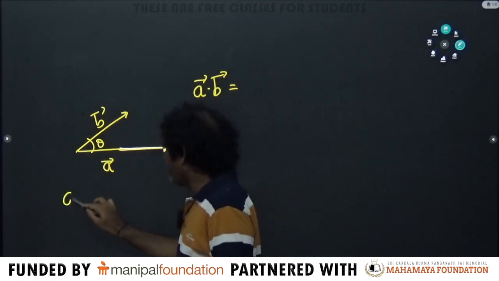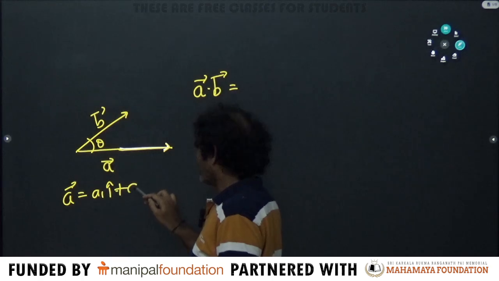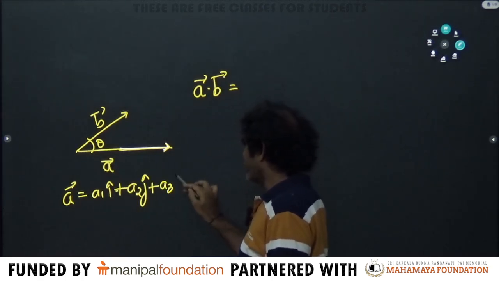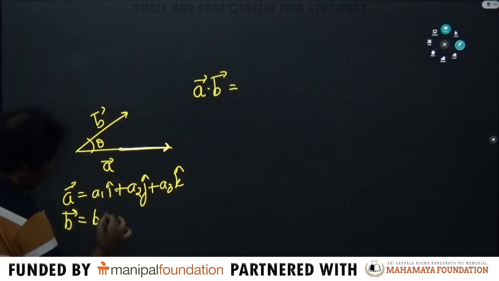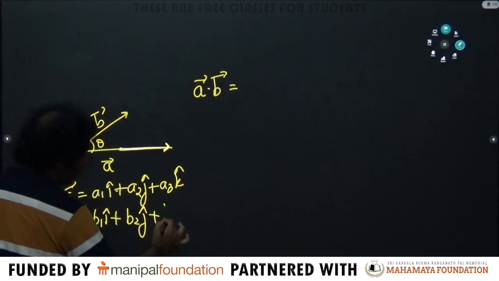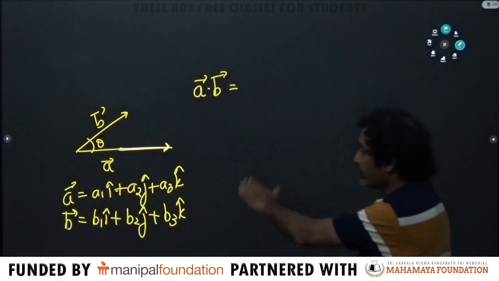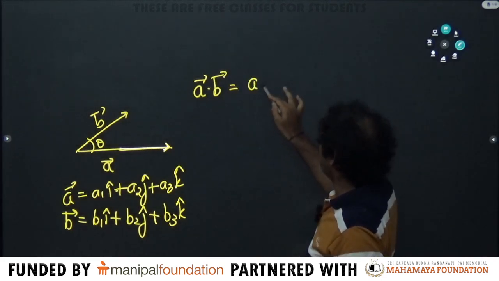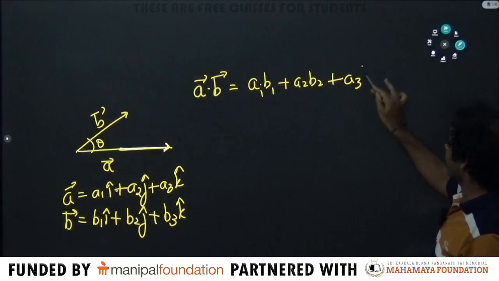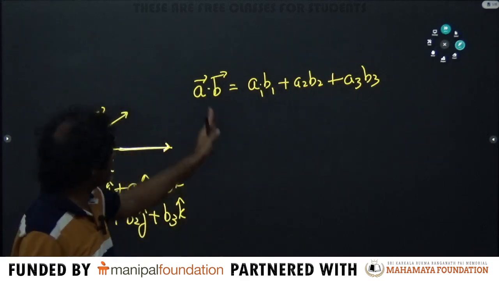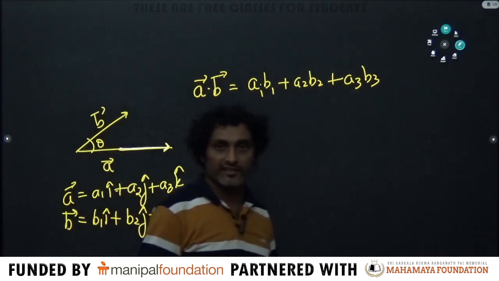Suppose you are given a vector like this: a1 i cap plus a2 j cap plus a3 k cap, and the b vector is b1 i cap plus b2 j cap plus b3 k cap. Is that okay? If I give you a dot b, directly do a1 b1 plus a2 b2 plus a3 b3. In this you don't see i, j or k, right? So it has no direction. What remains is only magnitude. That is why we call it the scalar product.